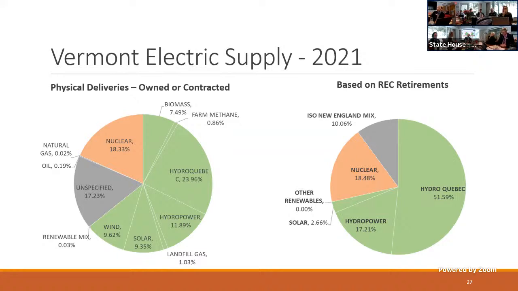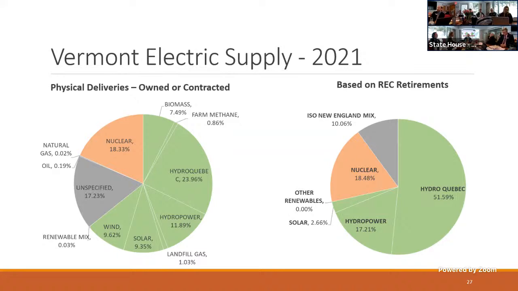And you can see that over half of Vermont's supply based on attributes is from Hydro-Quebec, with another 17% from hydropower, still around 18% from nuclear. But the solar goes way down. There's no wind, no biomass, and no farm methane.